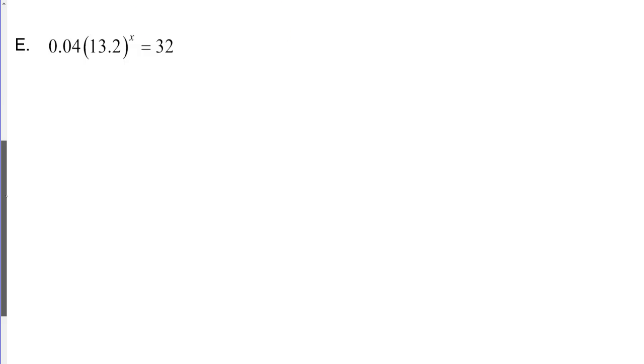0.04 times 13.2 raised to the x power equals 32. All right, so before I can do any work in changing this into a logarithm, the first thing I need to do is get it so that there's no multiplying constant of 0.04. That's simple enough to do just by dividing both sides by 0.04. So that will cancel it out over here. Then I have 13.2 to the x, and 32 divided by 0.04.